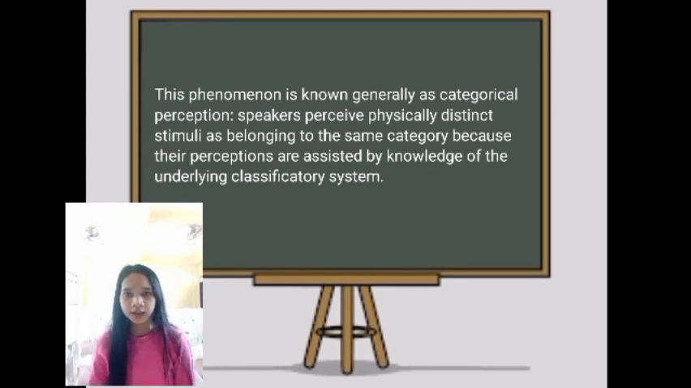Speakers perceive physically distinct stimuli as belonging to the same category because their perceptions are assisted by knowledge of the underlying classificatory system. In the case of language, varying sounds are ascribed to phonemes based on the speaker's knowledge of the phonology of his language. Categorical perception is one of the mechanisms that the speech perception system uses to deal with variability in the signal.